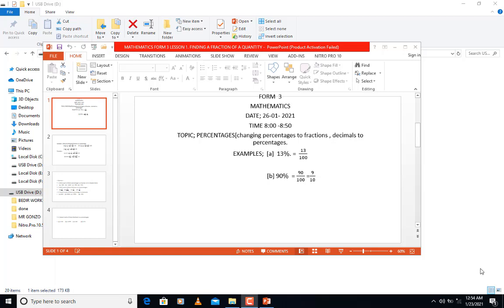So now let's look at some examples. In the first example, we are looking at percentages to fractions. 13%. When you write 13% as a fraction, it means 13 over 100, because percentage means over 100. So it's 13 over 100. Example B, 90%. 90 over 100. But 90 over 100 can be simplified. It gives us 9 over 10.